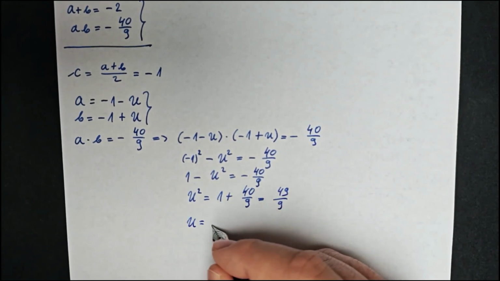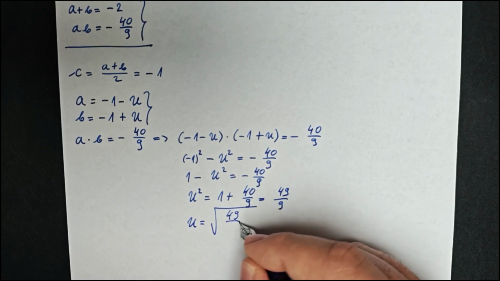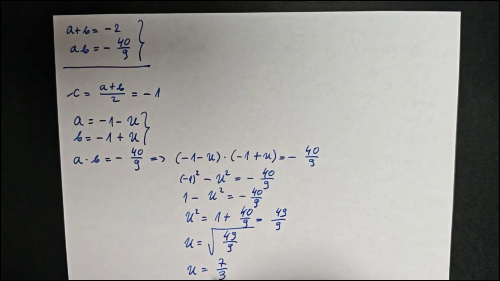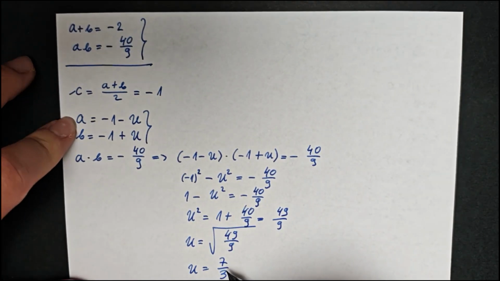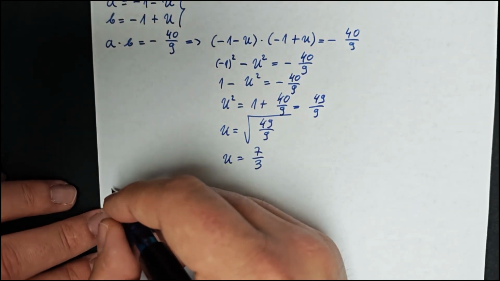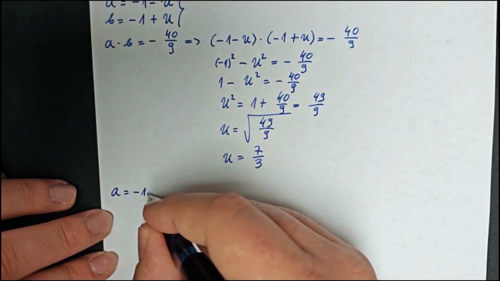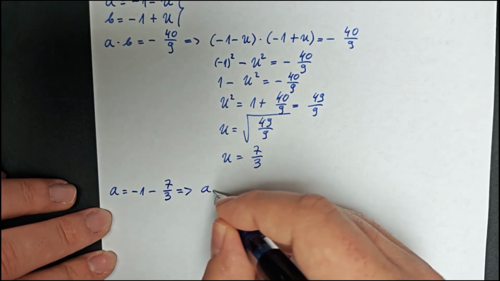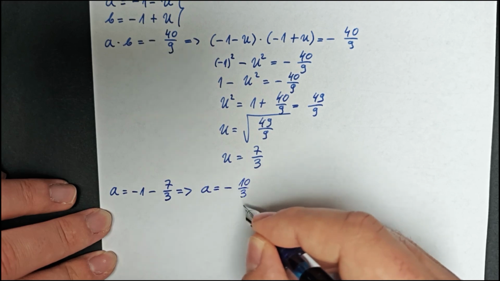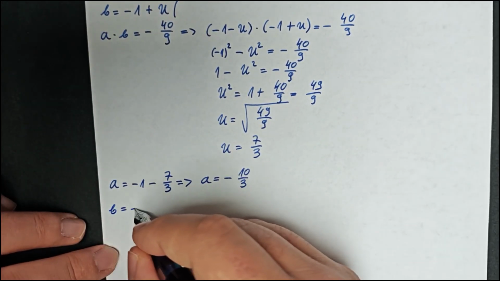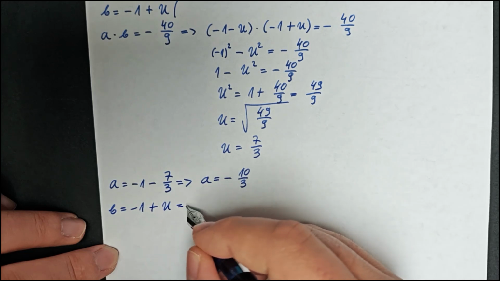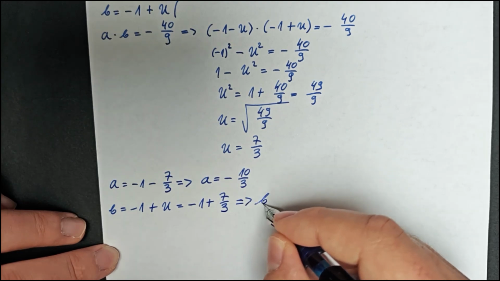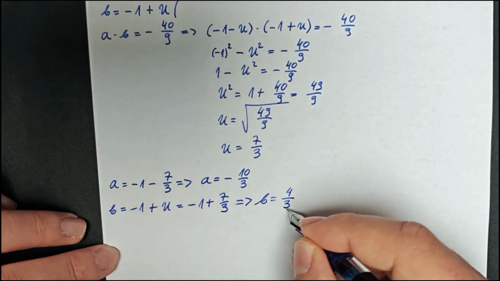As you can see now, u is a square root of 49 over 9, which makes u to be 7 over 3. We can now return this value for u and calculate numbers a and b. So a is going to be minus 1 minus 7 over 3, which is going to give us the value of negative 10 over 3. b is going to be negative 1 plus u, and that is negative 1 plus 7 over 3, which is going to give us that b is equal to 4 over 3.